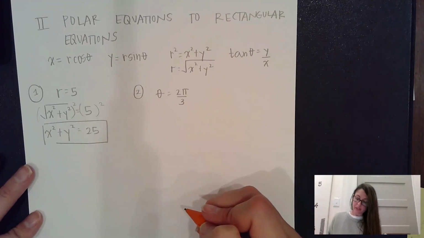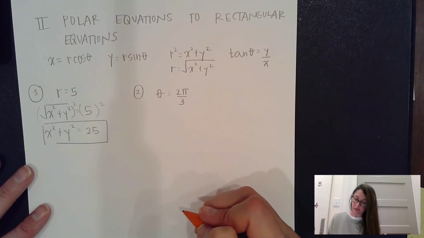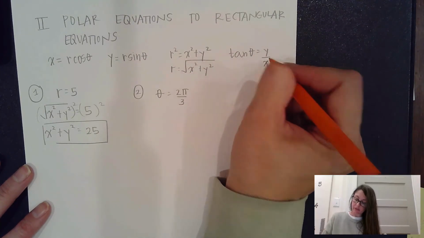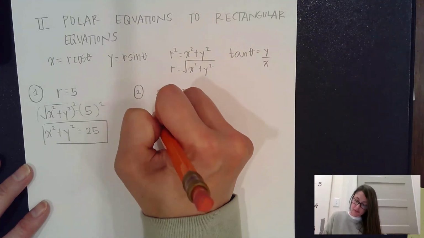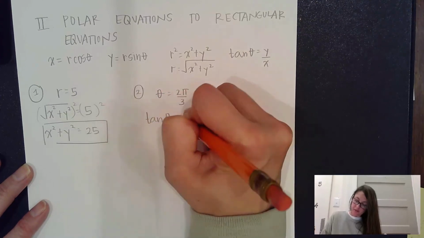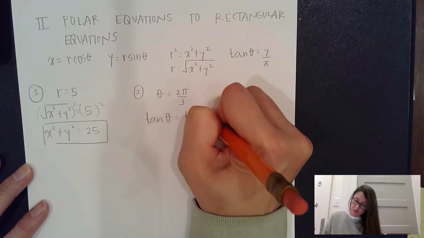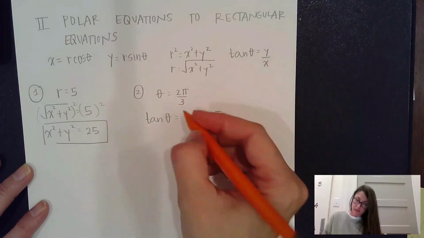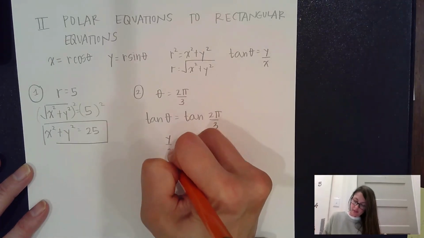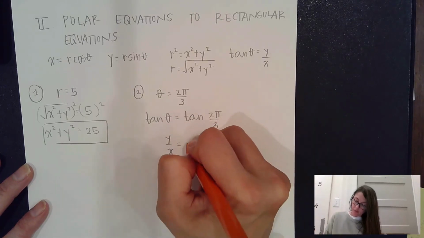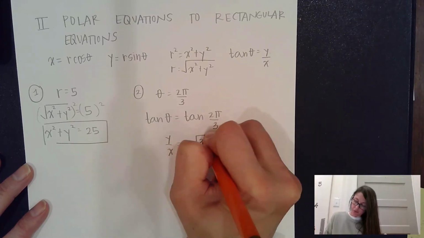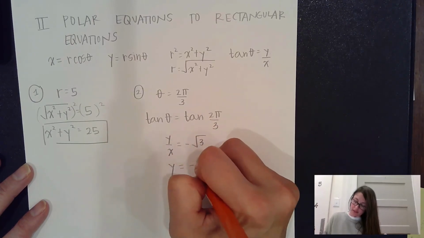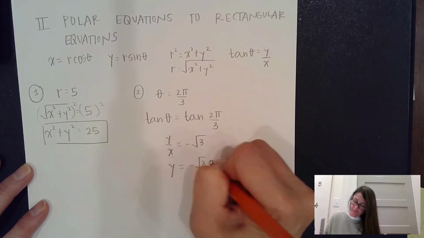Okay, what about this one? This one's theta is going to be equal to 2 pi over 3. Well, I know that tangent of theta is y over x. So if I took the tangent of both sides, I'll have tangent of theta, tangent of 2 pi over 3. Then tangent of theta can turn into y over x. And tangent of 2 pi over 3 will be negative square root of 3. Solve for y here, so this will be y equals negative square root of 3 x.